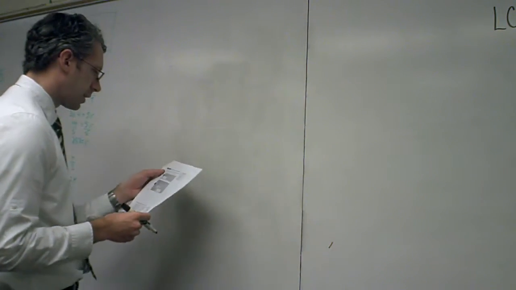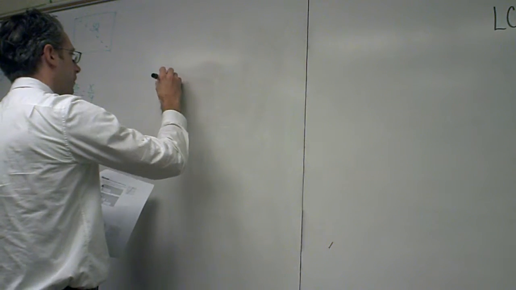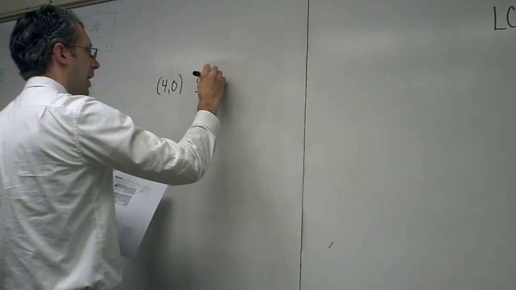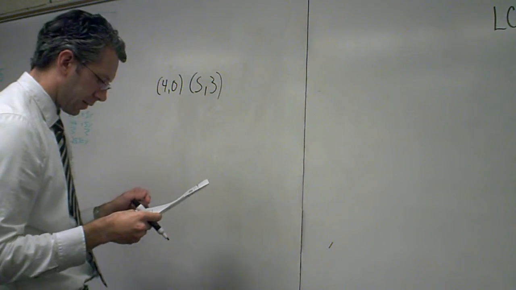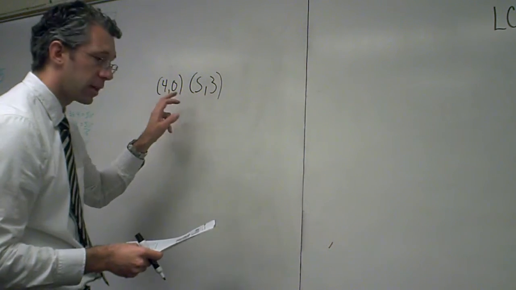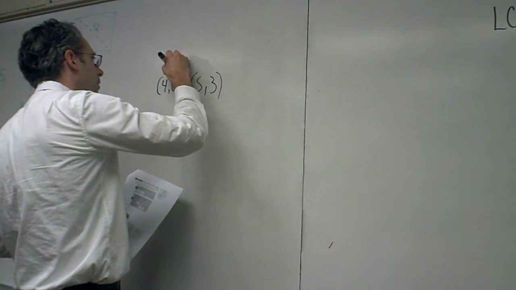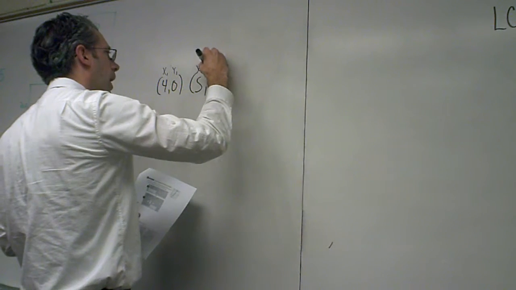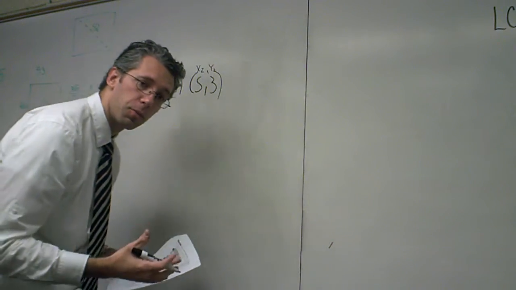Okay, for this next problem, just like on the third page of your handout, we need to have 2 points. So I'm going to pull 2 points from the back side, (4, 0) and (5, 3). And we need to write an equation in point-slope form given these 2 points. Well, here's what happens. We have to use our x's and y's, and we're going to have to calculate the slope of this thing.